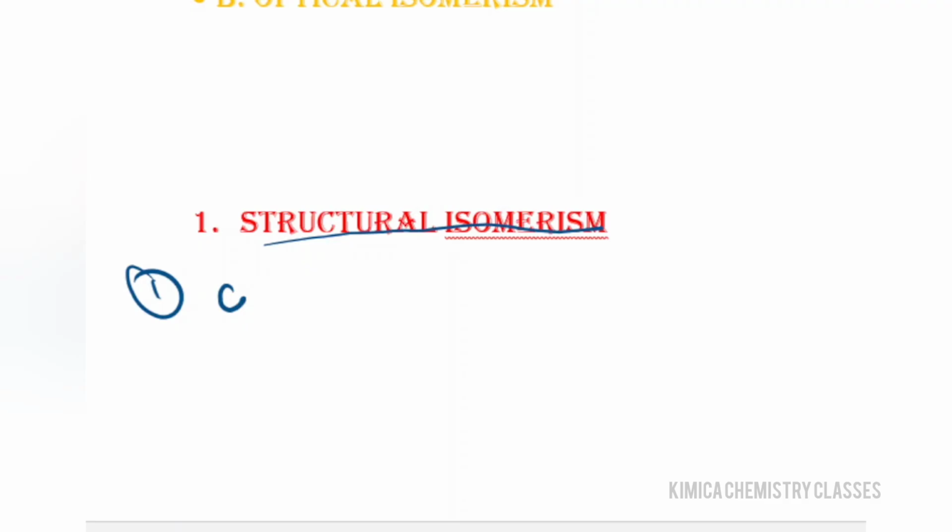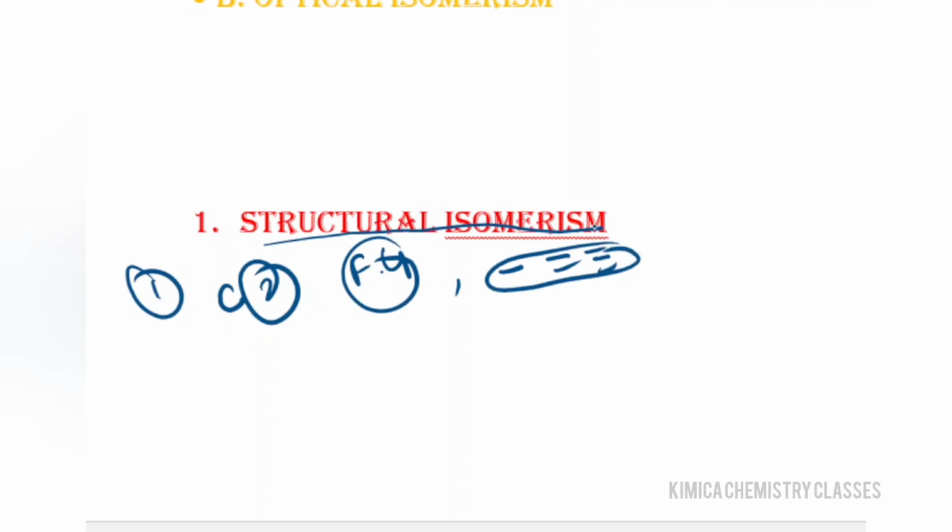The second one is position isomerism. From the name, it highlights the position. They differ in the placement of the functional group on the carbon chain or the placement of multiple bonds. In position isomerism, we consider the functional group's position and the bond positions, whether single bond, double bond or triple bond.